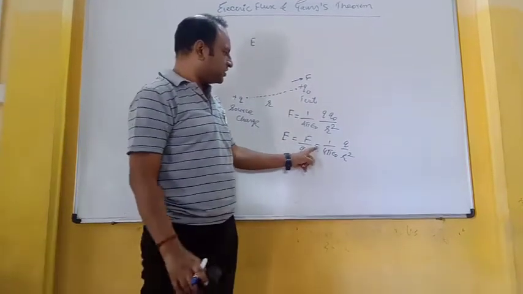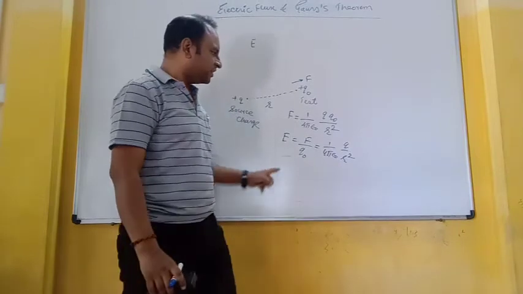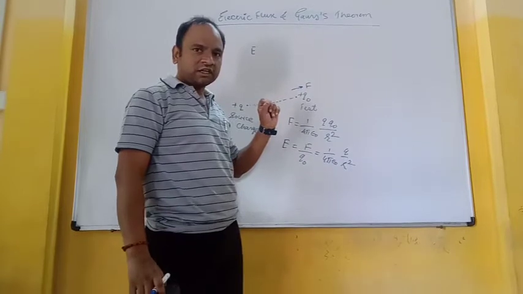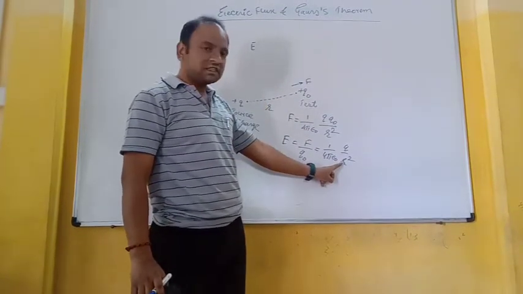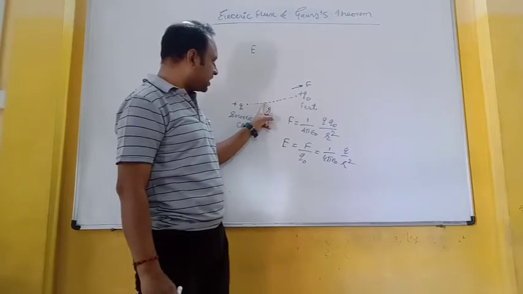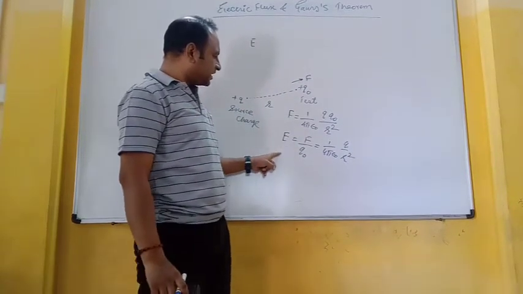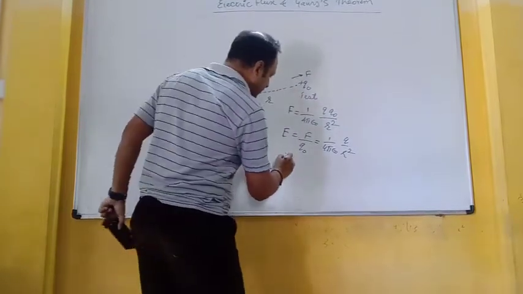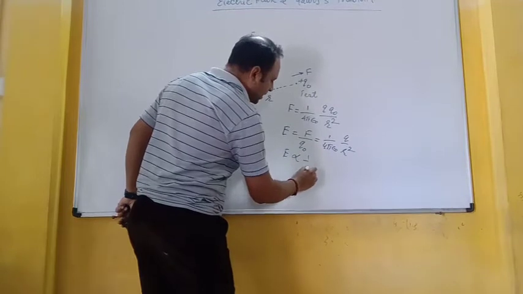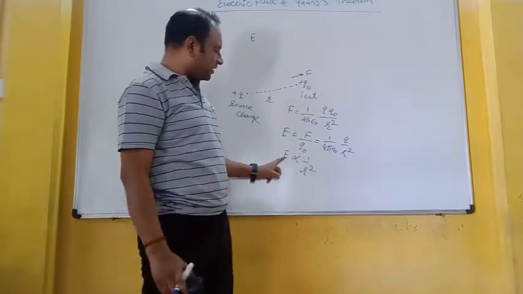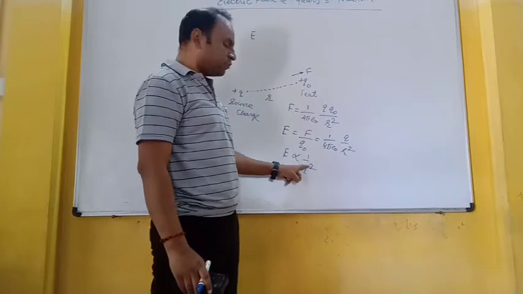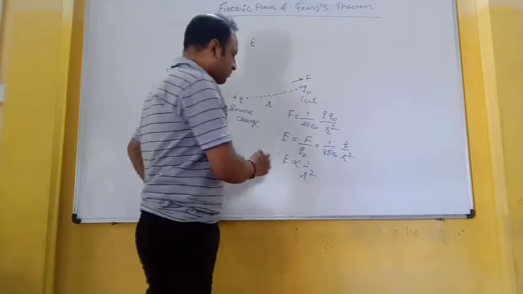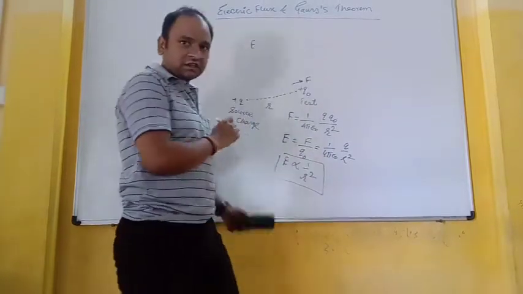In this expression of electric field intensity, 1 by 4 pi epsilon 0 is a constant, and the magnitude of the source charge is constant. What is variable is this distance r. As soon as r increases, the intensity of the electric field at those points will start decreasing. So the electric field varies like 1 by r square, that is, the electric field is inversely proportional to the square of the distance between the source charge and the test charge. Up to this point we have discussed in the class.